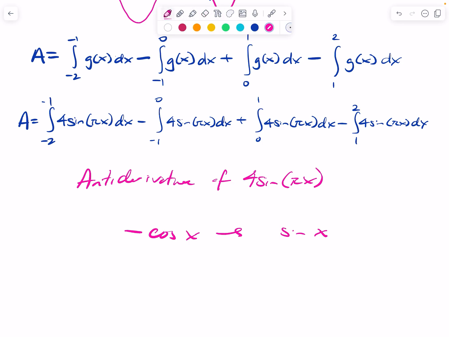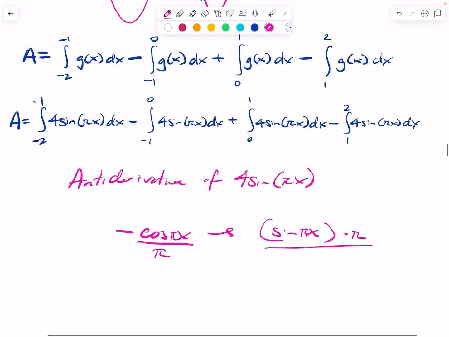If we take the derivative of cos of pi x, we're going to get sine of pi x, but because of the chain rule, times pi. So if we take the derivative of negative cos pi x over pi, we'll get sine of pi x times pi over pi, and those will cancel each other out. So we're now a little bit closer, and we just need that 4 in there as well.